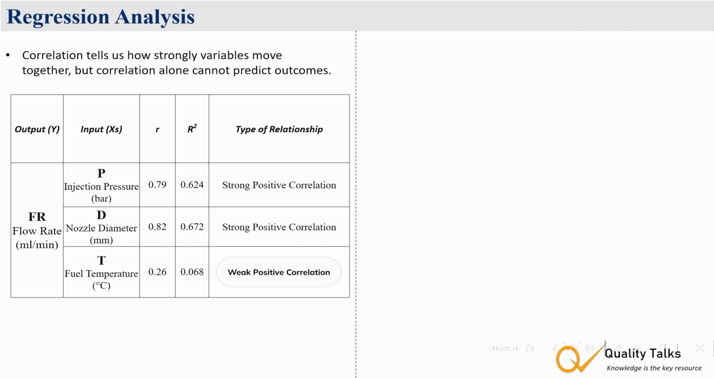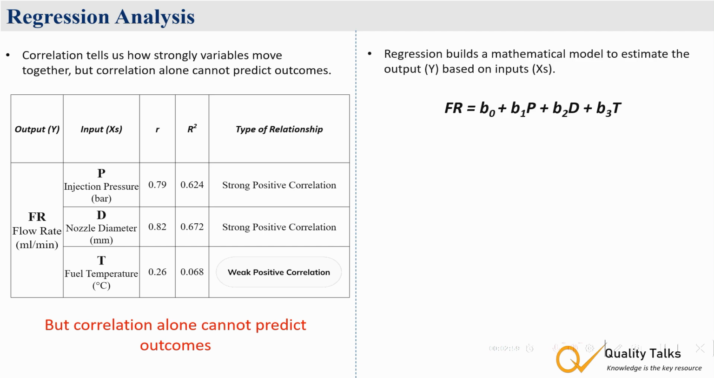However, correlation alone cannot help us predict the exact value of flow rate for a given set of input conditions. So the question is, how do we predict the output when input values change? This is where regression analysis comes into the picture.